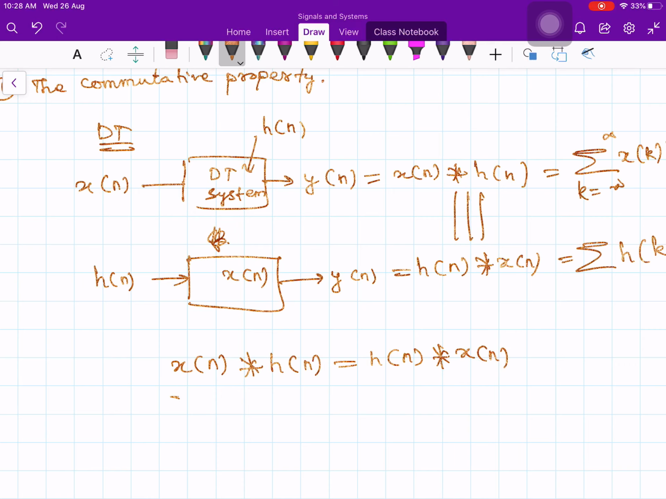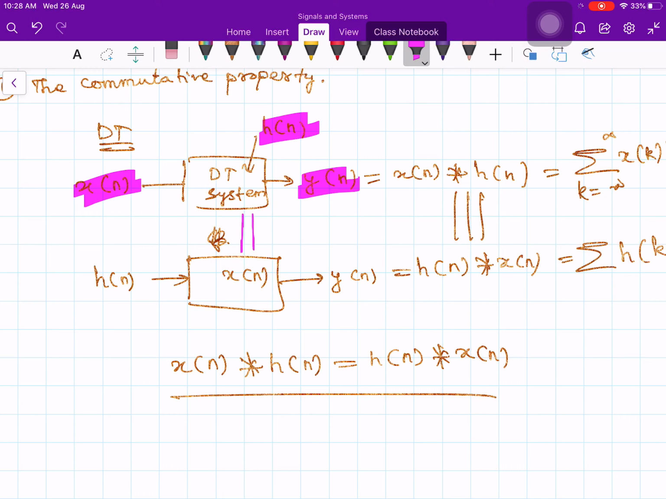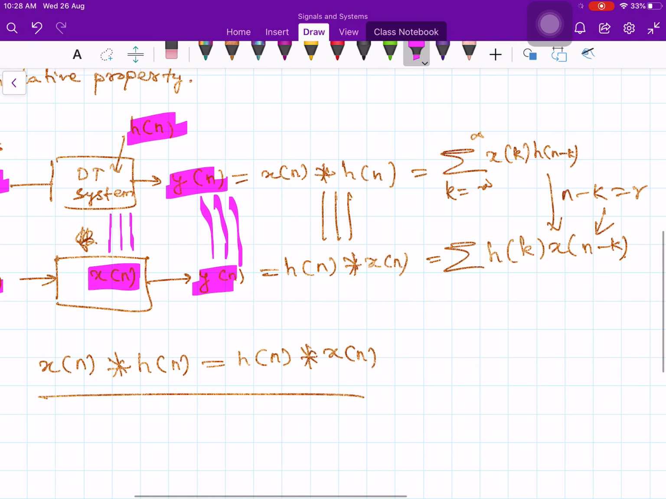That means the roles of x of n and h of n are interchanged. Originally, the input is x of n and the impulse response is h of n, and it gives rise to y of n. This will be identically equal to the case where the input is h of n and the impulse response is x of n, which also gives y of n. No change. So this convolution integral will be the same as this convolution sum.